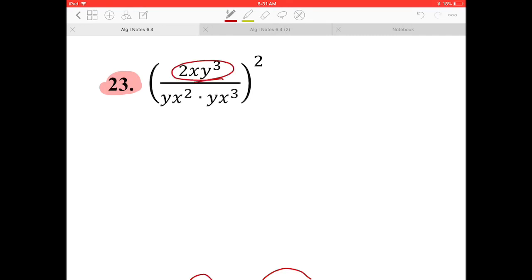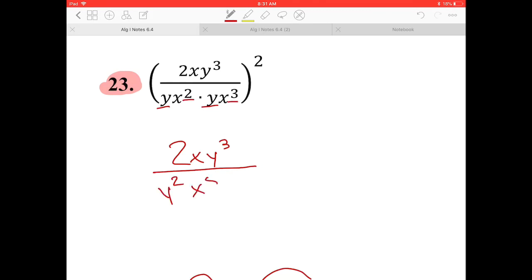In the top, I have nothing happening. So I'm just going to rewrite it. 2xy cubed. And in the bottom, there's your product. So you're adding your exponents. Y and y is y squared. X, 2 and 3 makes 5. Okay? And I still have this whole thing being squared.